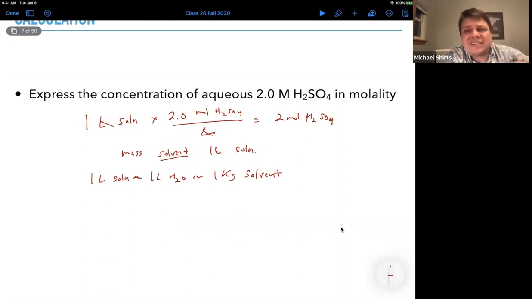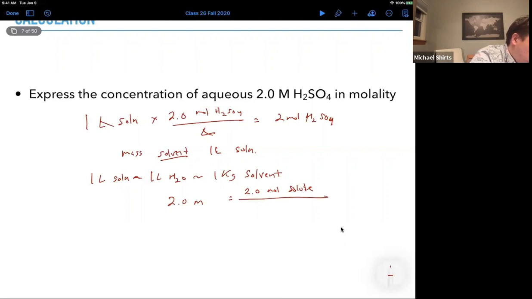Now, it's probably a little less than that. So let's go through and carry out the calculation and then do some corrections at the end. In this case, it'd be pretty straightforward. It would actually be 2.0 molal as well, because there's 2.0 moles of solute and approximately 1 kilogram of solvent. So it'd be about 2.0 molal. Now the question is, is it higher or lower than that? Well, if there's 1 liter of solution and there's some H2SO4, there's probably less than 1 liter of just water in that. So there's going to be a little less than 1 kilogram of solvent.